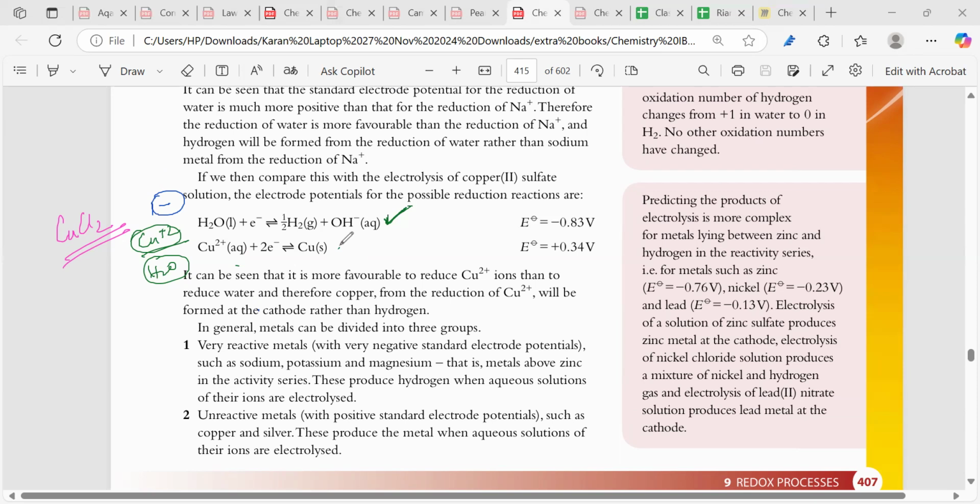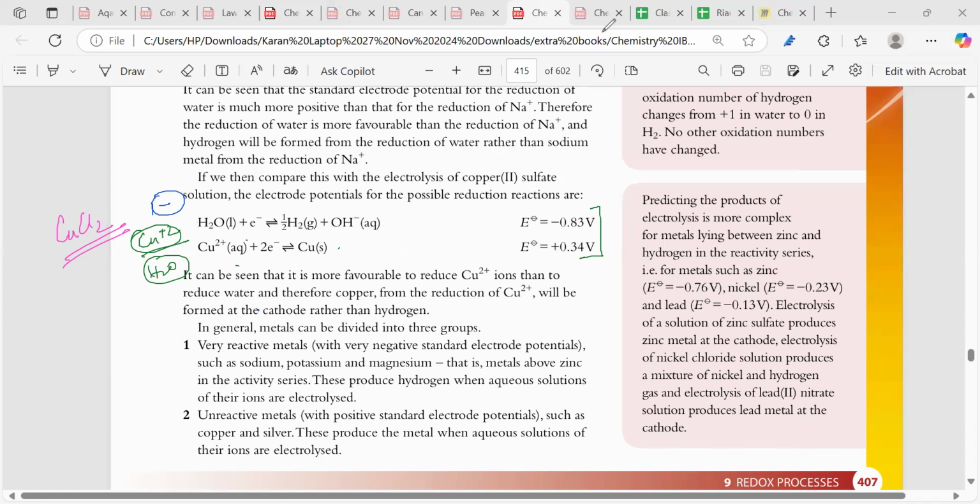Have you seen that? Middle one, you don't take. Top one for the cathode, bottom one for the anode. Is it clear? Got it? Now, from here, can you guide me who will be going to the cathode? Who goes to the cathode? Cu2+ or H2O?